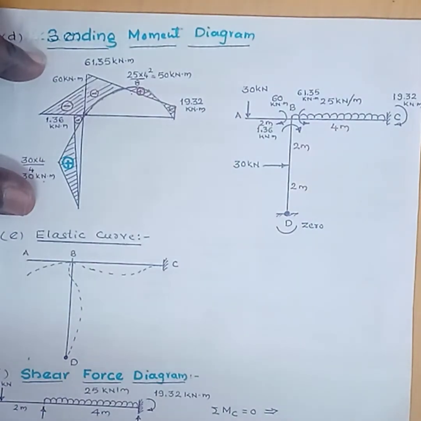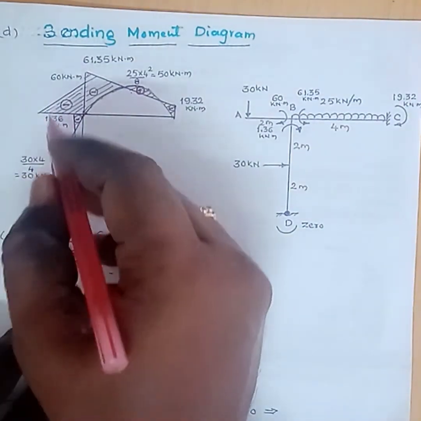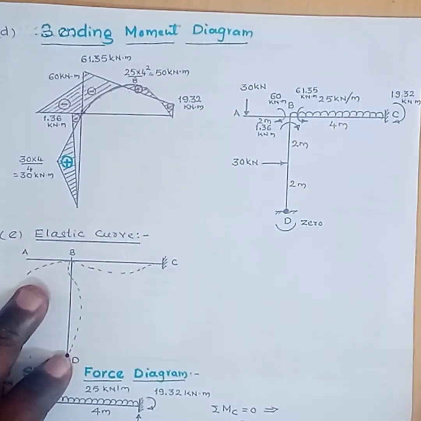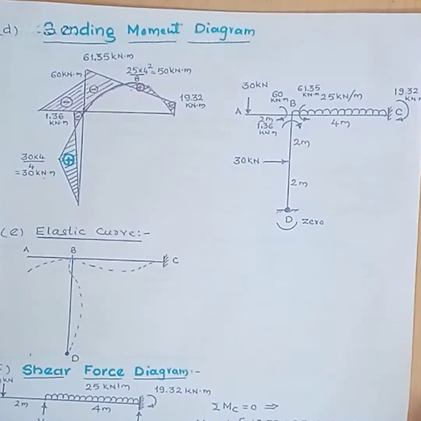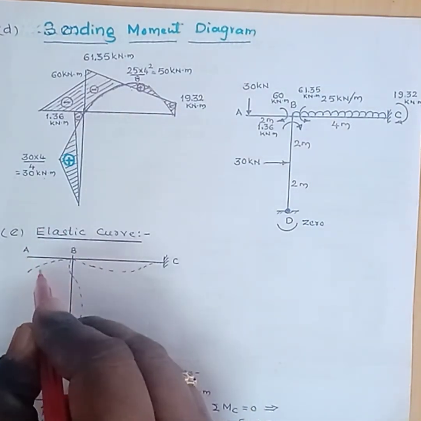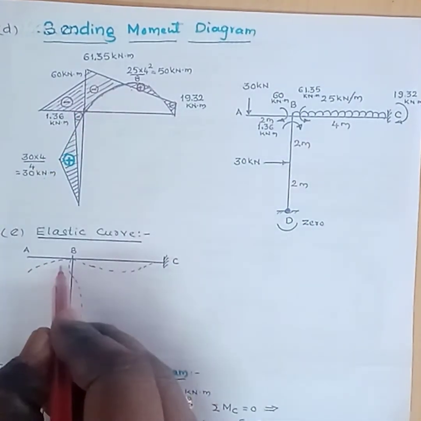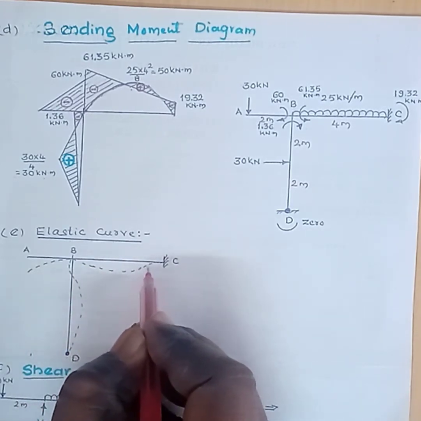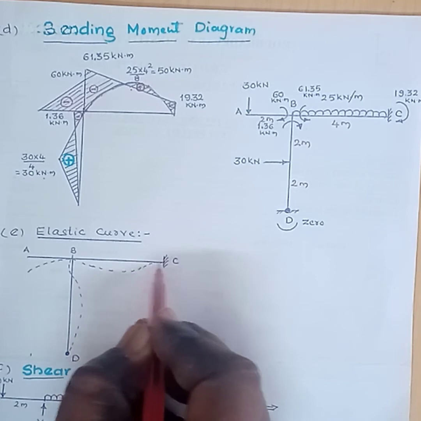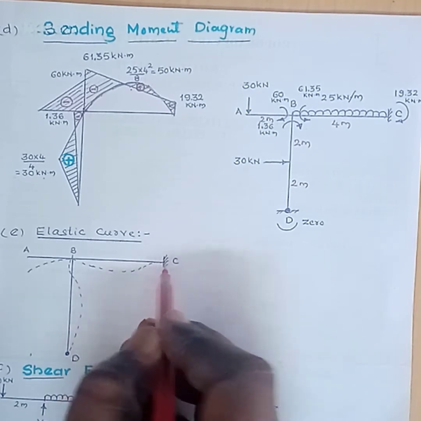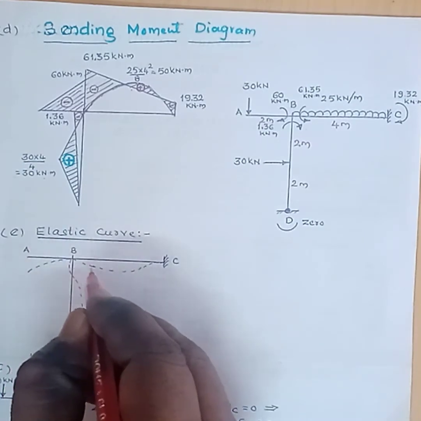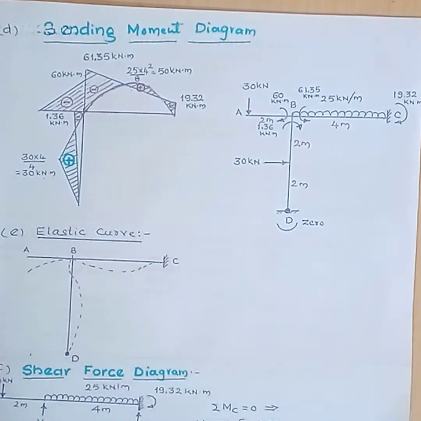Then here we can draw the elastic curve. Observing this, this portion is subjected to hogging bending moment. Here at the support, again there is hogging bending moment. At the center, there is a sagging bending moment. Again, at the support C, there is a hogging bending moment. Then the deflected shape of this span takes the shape of a curve like this.